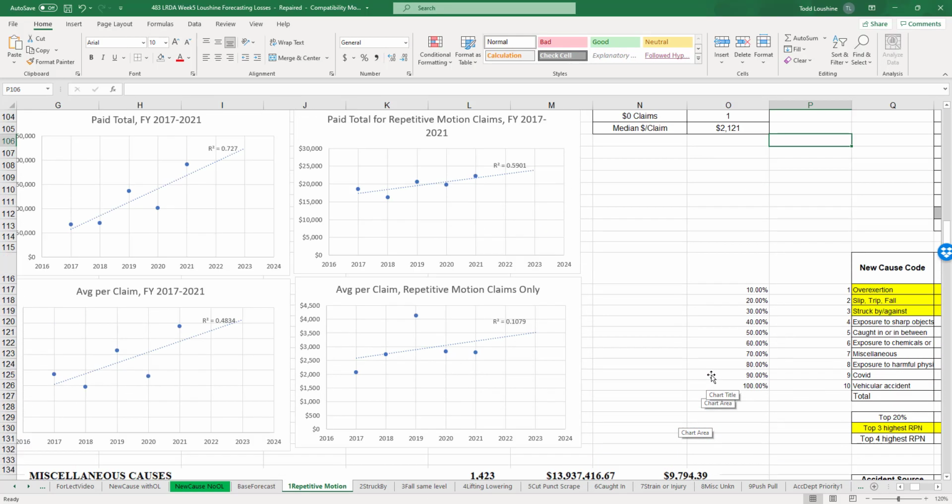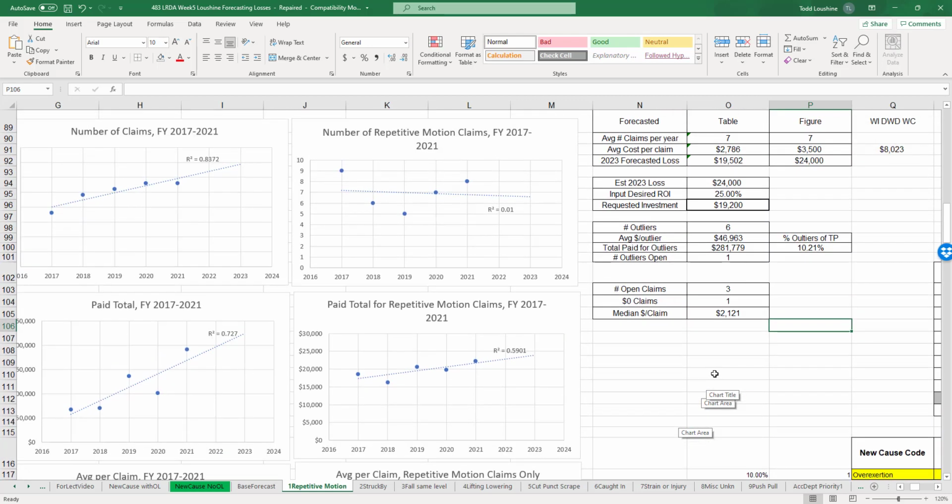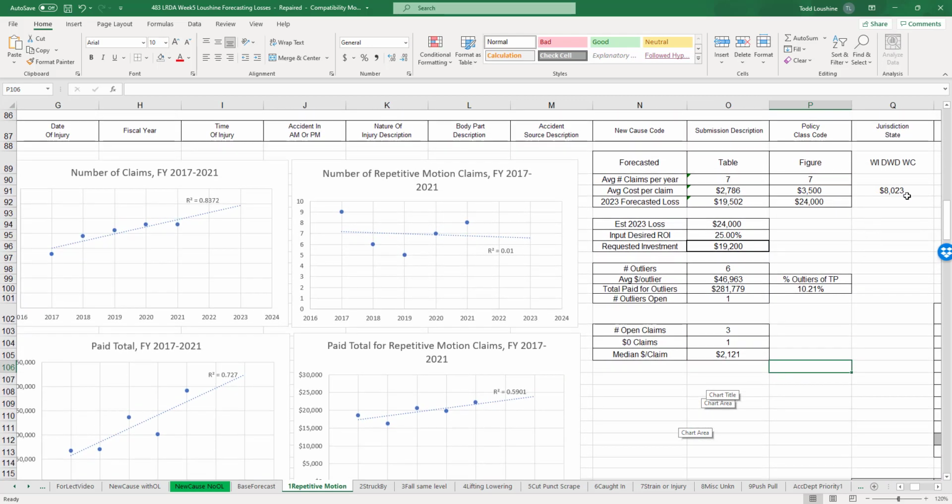And so that's about 8,222, is that right? $8,023 is the average. Our averages are much less, but that doesn't include the outliers. What are the outliers? There are 6 of them, totaling 281,000. Average is about 46,000. Isn't that interesting?